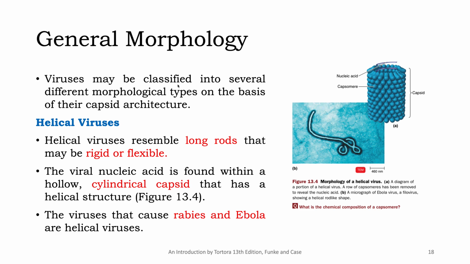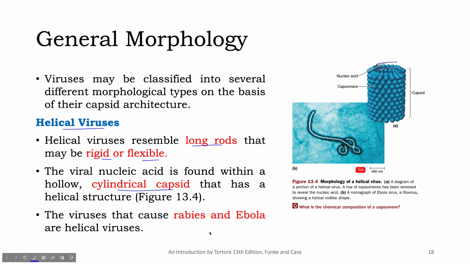Coming to the general morphology, as I said, you can classify viruses based on nucleic acid. You can also classify viruses based on morphological types. For example, you have helical viruses, wherein the virus is a long rod, which can be either rigid or flexible, and basically it has a cylindrical capsid, and inside that you have your nucleic acid. This whole thing is the capsid, which is cylindrical, and these are the capsomeres, inside which you have the nucleic acid.